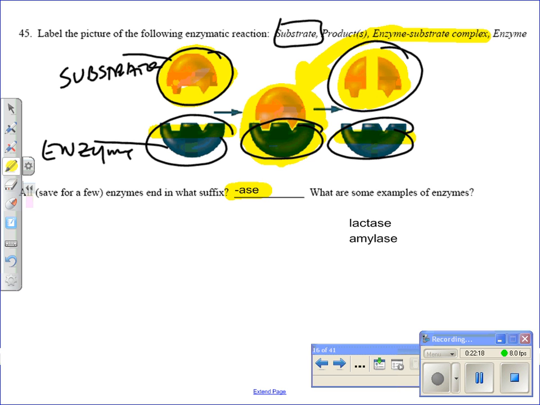Enzymes, most of the time, end in ASE. That's how you spot them. So how do you spot an enzyme? It has ASE. For example, lactase. Lactase helps you to digest lactose, which is in milk. People are lactose intolerant because they're missing the enzyme lactase. Amylase is another enzyme. It ends in ASE. It's one of the ones in digestion. It helps break down carbohydrates when you eat something. In your saliva, you have amylase, which helps break it down.